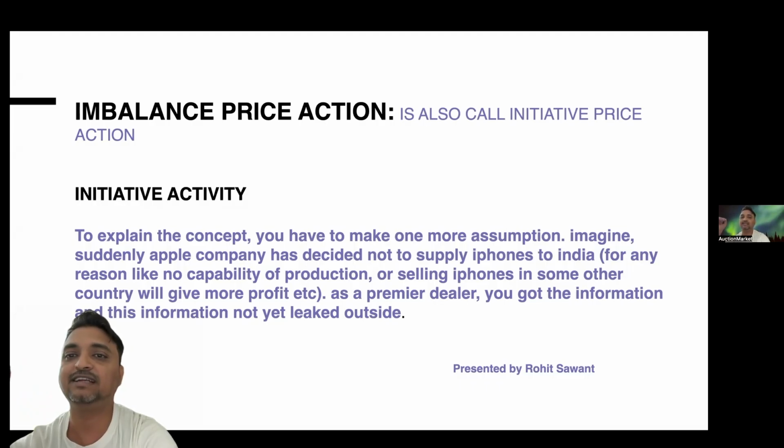We'll try to understand this with an example. Imbalance is also called an initiative activity. You try to initiate it. To explain this concept, you have to make one or more assumptions. Imagine suddenly Apple company has decided not to supply iPhones to India. There might be various reasons. They want to supply it to some other country to gain more profits. That's the reason they have stopped supplying to your country. As a premium dealer, they might get more profit. But this information has not yet leaked outside the organization.